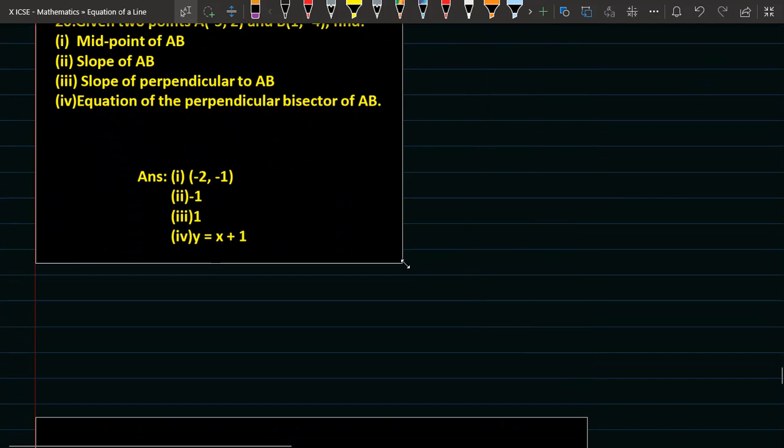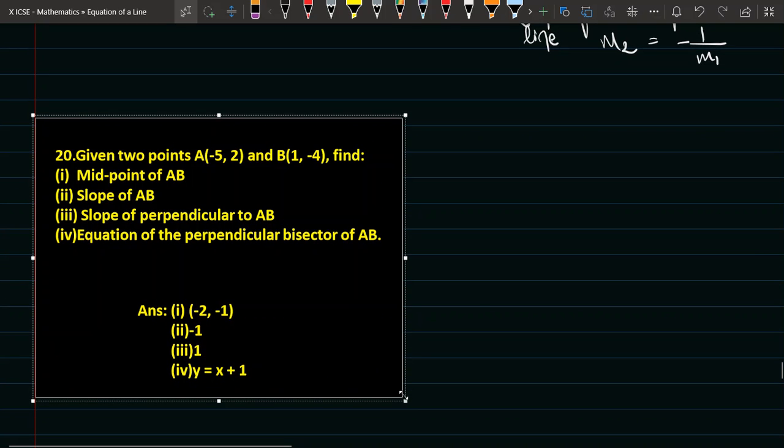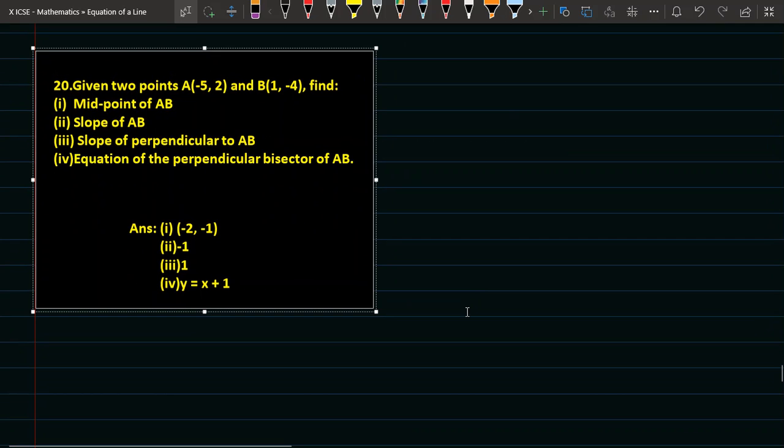Next question. Given 2 points A and B, the values of both A and B are known. Find the midpoint of AB. This is not from this chapter. This is from the midpoint and section formula. So can you find the midpoint? What is the formula for midpoint?